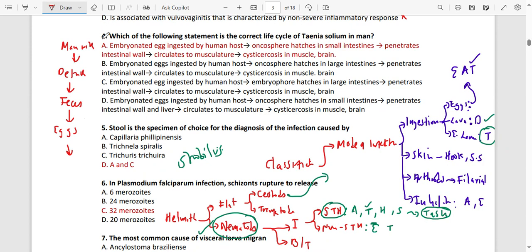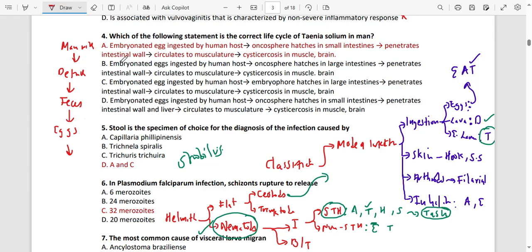So we are saying that the life cycle, option A: embryonated eggs are ingested by the human, and then the oncosphere is going to hatch in the small intestine and then penetrate the intestinal wall, circulate to the muscles. When they go to the muscles, they are now going to cause cysticercosis in muscles. They can as well go to the brain to cause cysticercosis there.